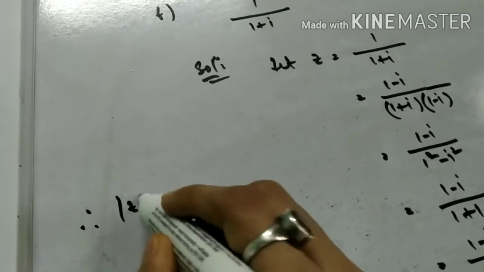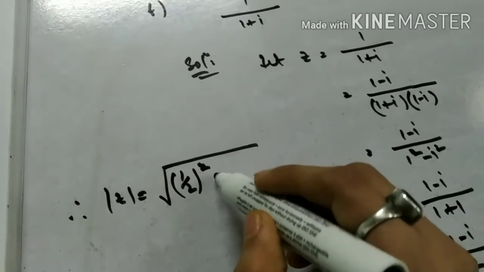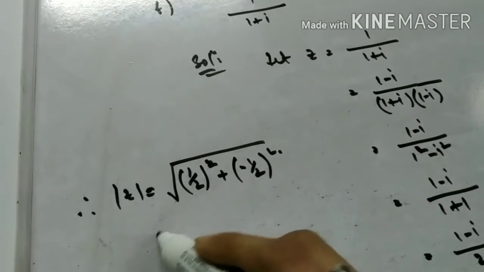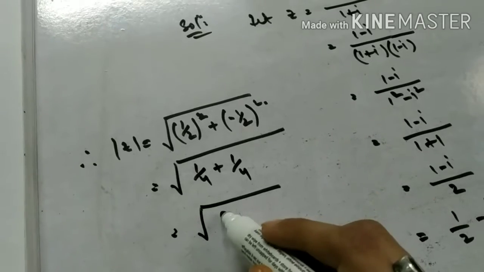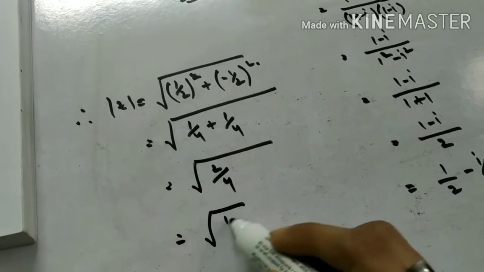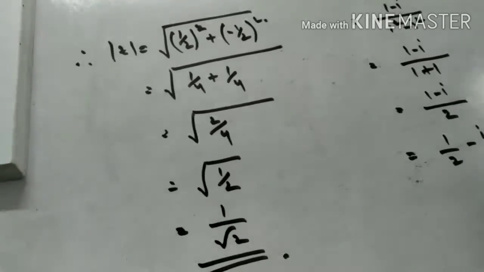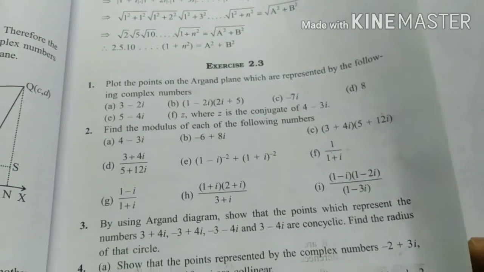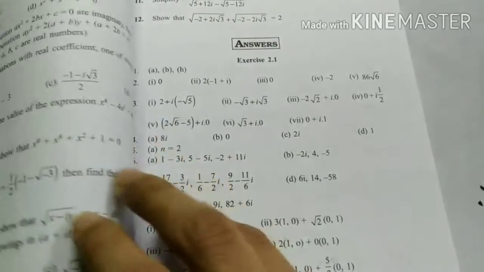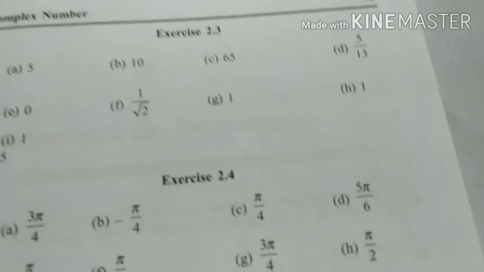So therefore modulus of z equals root of (1/2)² + (−1/2)², which is root of (1/4 + 1/4), root of 2/4. This is root of 1/2, which will be 1/√2. This will be our answer. Understand? Let's check the back answer. Exercise 2.3 type 2 number F. You see 1/√2. Understand?